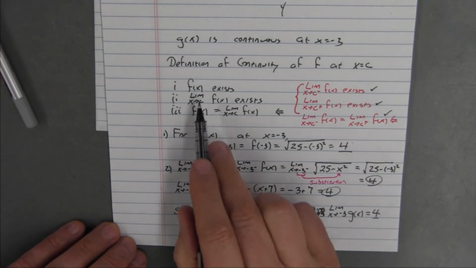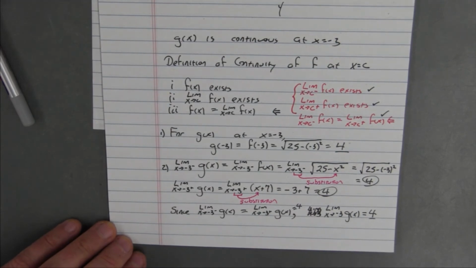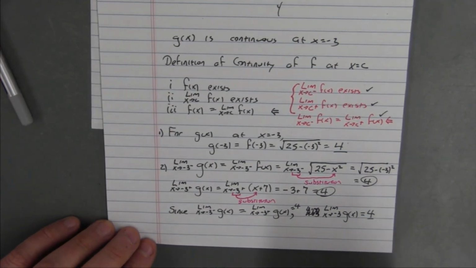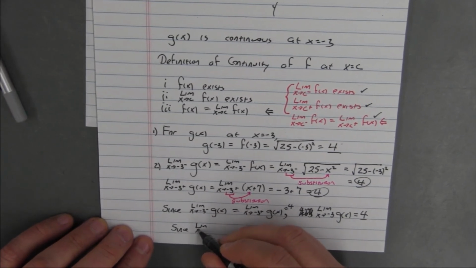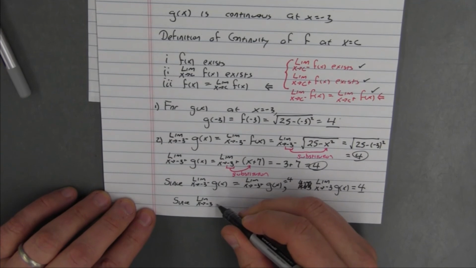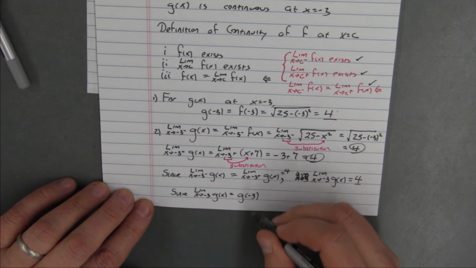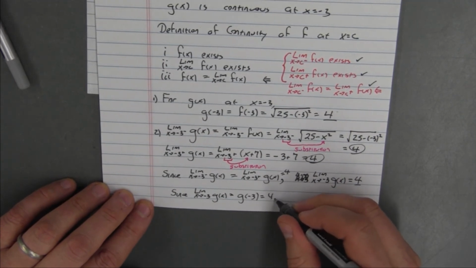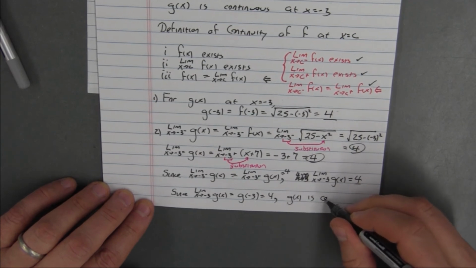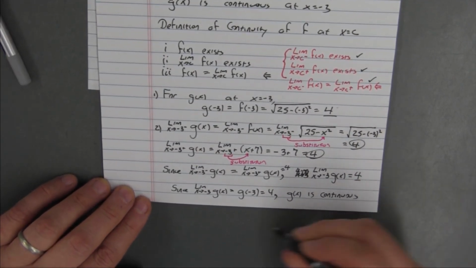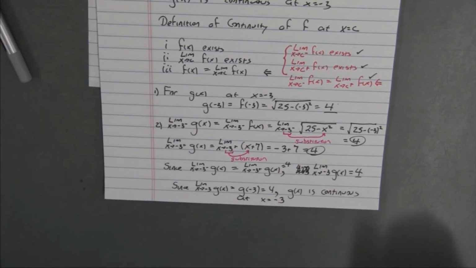Everything's coming up for us. The f of x exists, it's 4, the limit exists, it's 4, therefore f of c equals the limit as x approaches c of f of x. So my final conclusion is, since the limit as x approaches -3 of g of x is equal to g of -3, and they're both equal to 4, it follows that g of x is continuous at x equals -3. And now I've answered my final question.